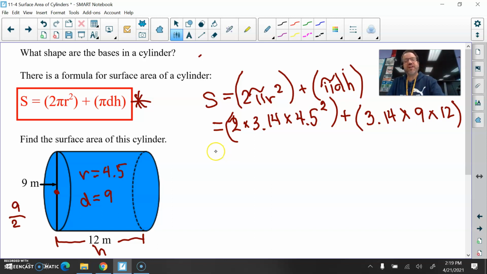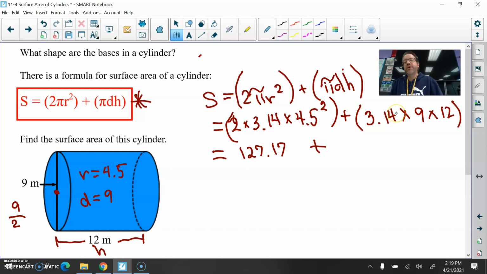If you don't have a scientific calculator, for example, look at this one here. This is my regular calculator that I'm going to use. I'm going to solve each part separately, write those answers down, and then I'll add them together. So on the left side here, I actually need to do the exponent first. So I'm going to take 4.5 squared, which means 4.5 times 4.5, and then times 3.14, and then times 2. It equals 127.17.